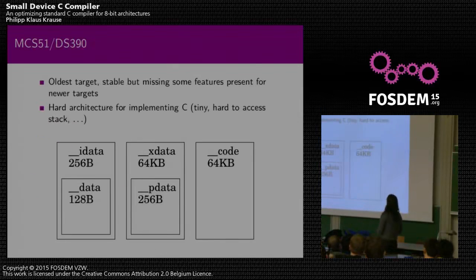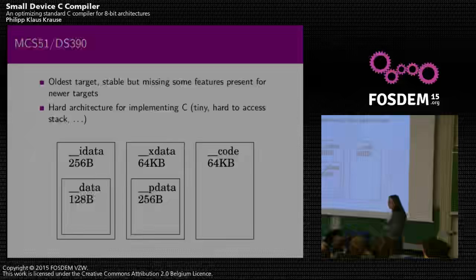Now, our oldest target is the MCS-51. It's quite stable. It doesn't have all the fancy features present in some of the other targets, but it works. The architecture is quite a hard target for C. On one hand, you have this tiny stack of, depending on what exactly it is, between 80 and maybe 180 bytes. It's hard to access, and the address space is quite divided.